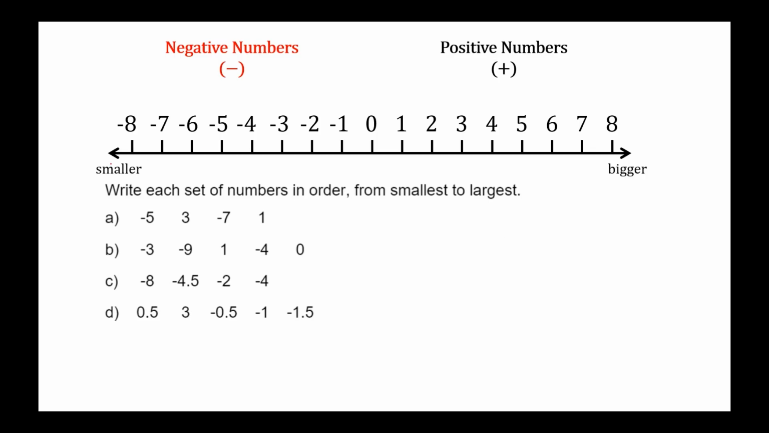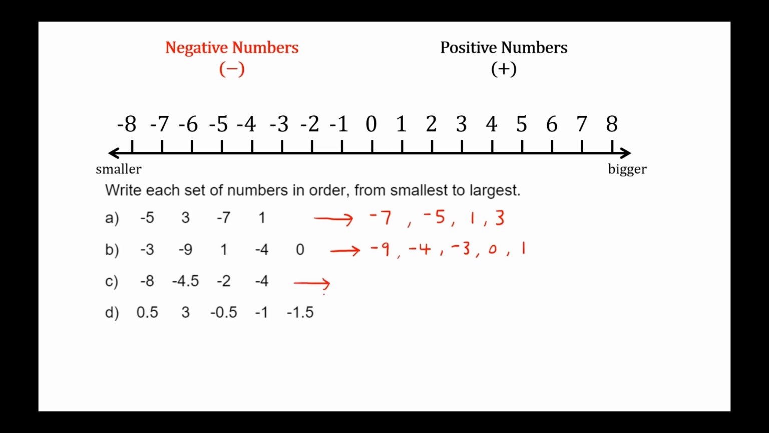Okay, now here I have a number line, and I'm asked to write each set of numbers in order from smallest to largest. So these are my numbers. Looking at my numbers here of -5, 3, -7, and 1, -7 is the closest number to the left-hand side, so it's my smallest number. So I'm going to write -7 first. Then I'll write -5, then 1. Then I'll write 3 as my last number because 3 is my biggest number, and I just ordered from smallest to largest. Now moving on to B, my smallest number is going to be -9 because it is the closest number to the left-hand side. Then my second smallest number would be -4. And finally -3, 0, and then 1.